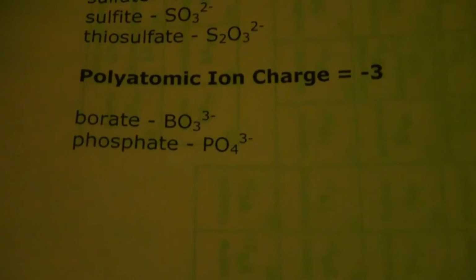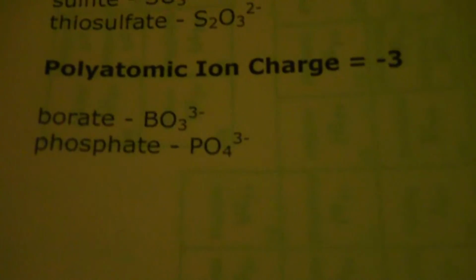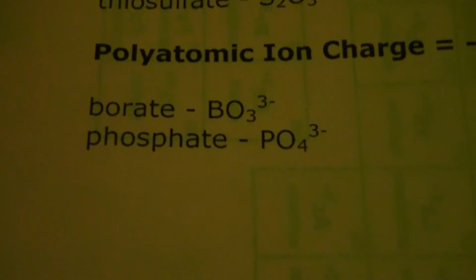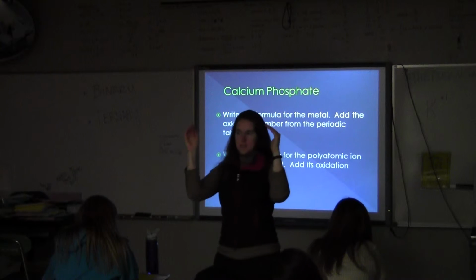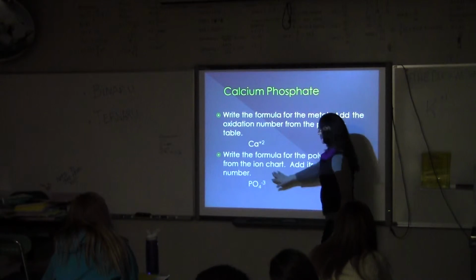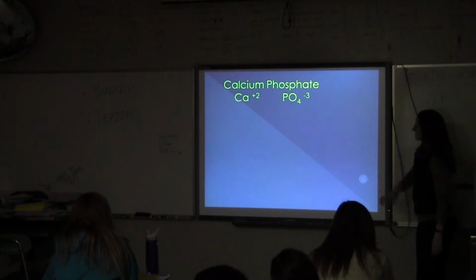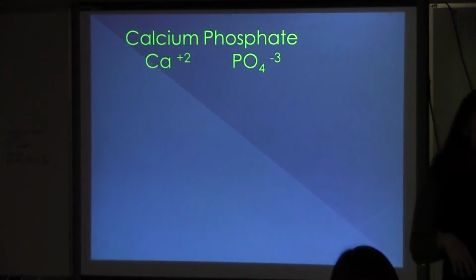So you've got phosphate. What's the formula for phosphate? PO4. And then what's the charge? -3. Okay, so we think of PO4 as a whole thing. Its charge is going to be -3. So we've got our information: Ca plus 2, PO4 minus 3. What's the next step?